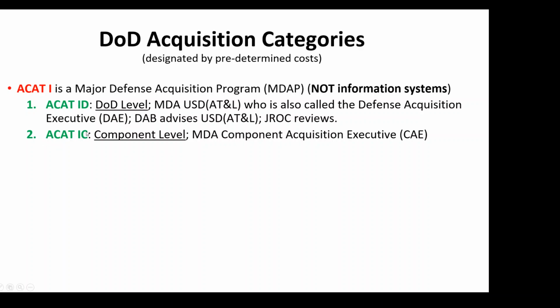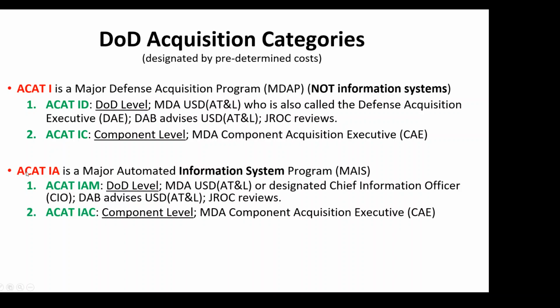ACAT 1 Charlie, the C means component level. Just like when you have certain things that your commander will handle, your higher command will handle, and certain things that you will handle at your level or your supervisor will handle. So the DoD level is ACAT 1 Delta, acquisition category 1 Charlie, C being component. That's how you can tell the difference. So the Milestone Decision Authority at the component level is the Component Acquisition Executive, whoever that individual is.